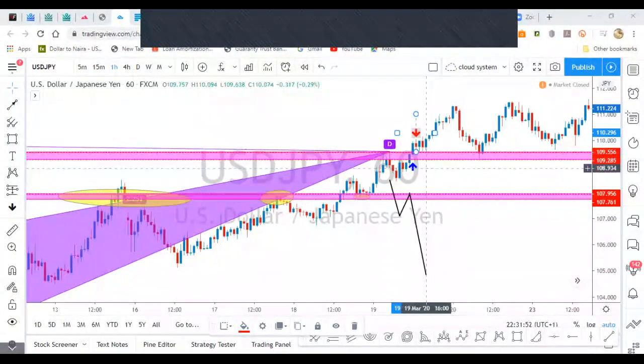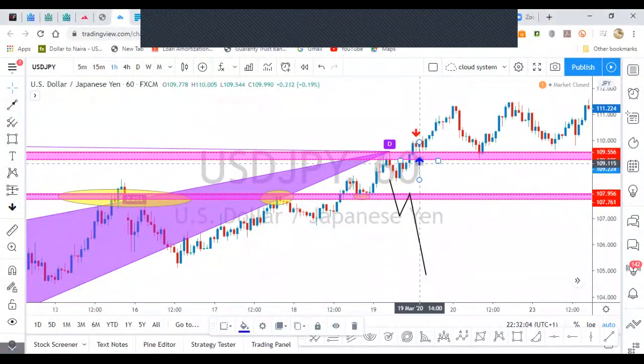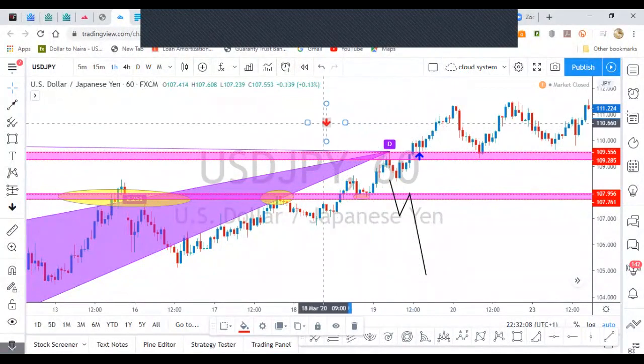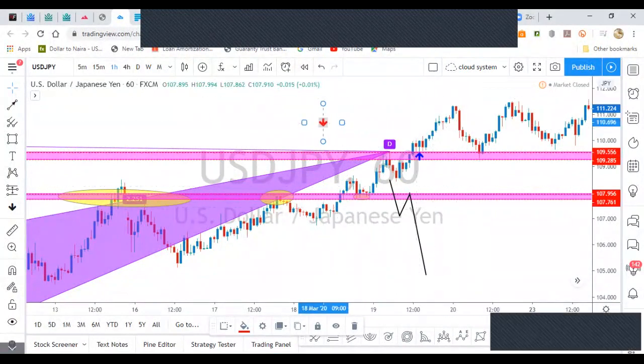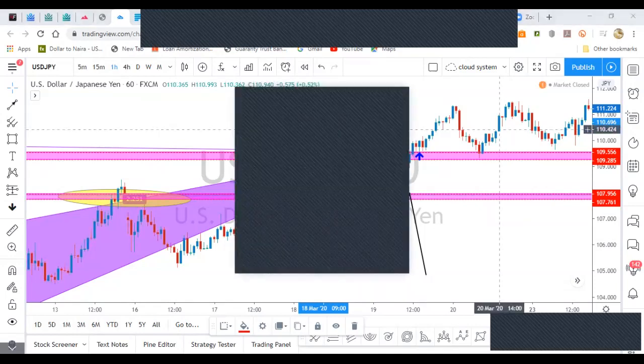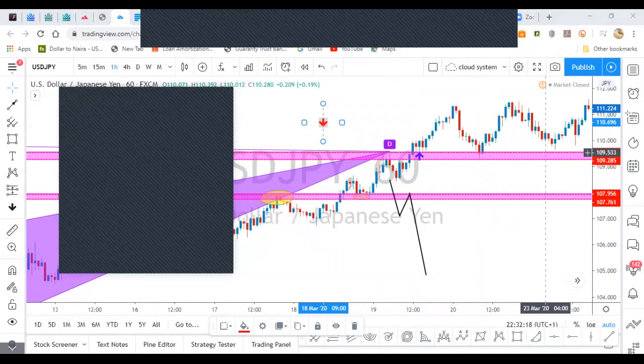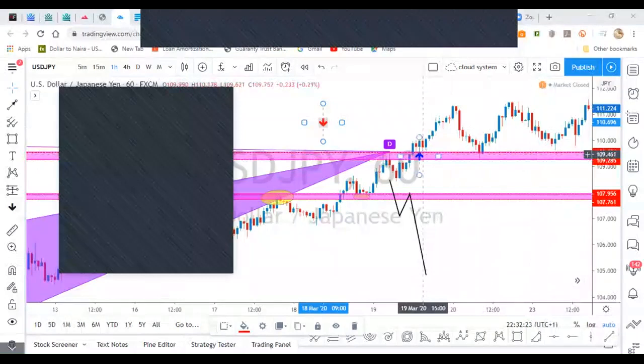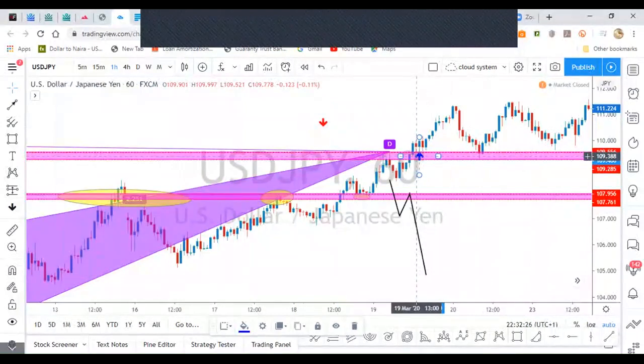So what I do is this. I wait for the next candle to close in my direction. And if you check this particular candle here now, did that candle close in my direction? Yes or no?